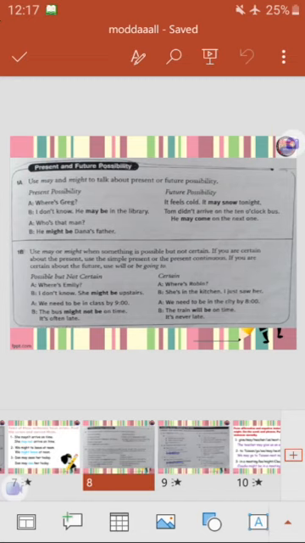Number 2: Tom didn't arrive on the 10 o'clock bus. So here again, it's a future possibility that he may come. So I used the modal verb may.